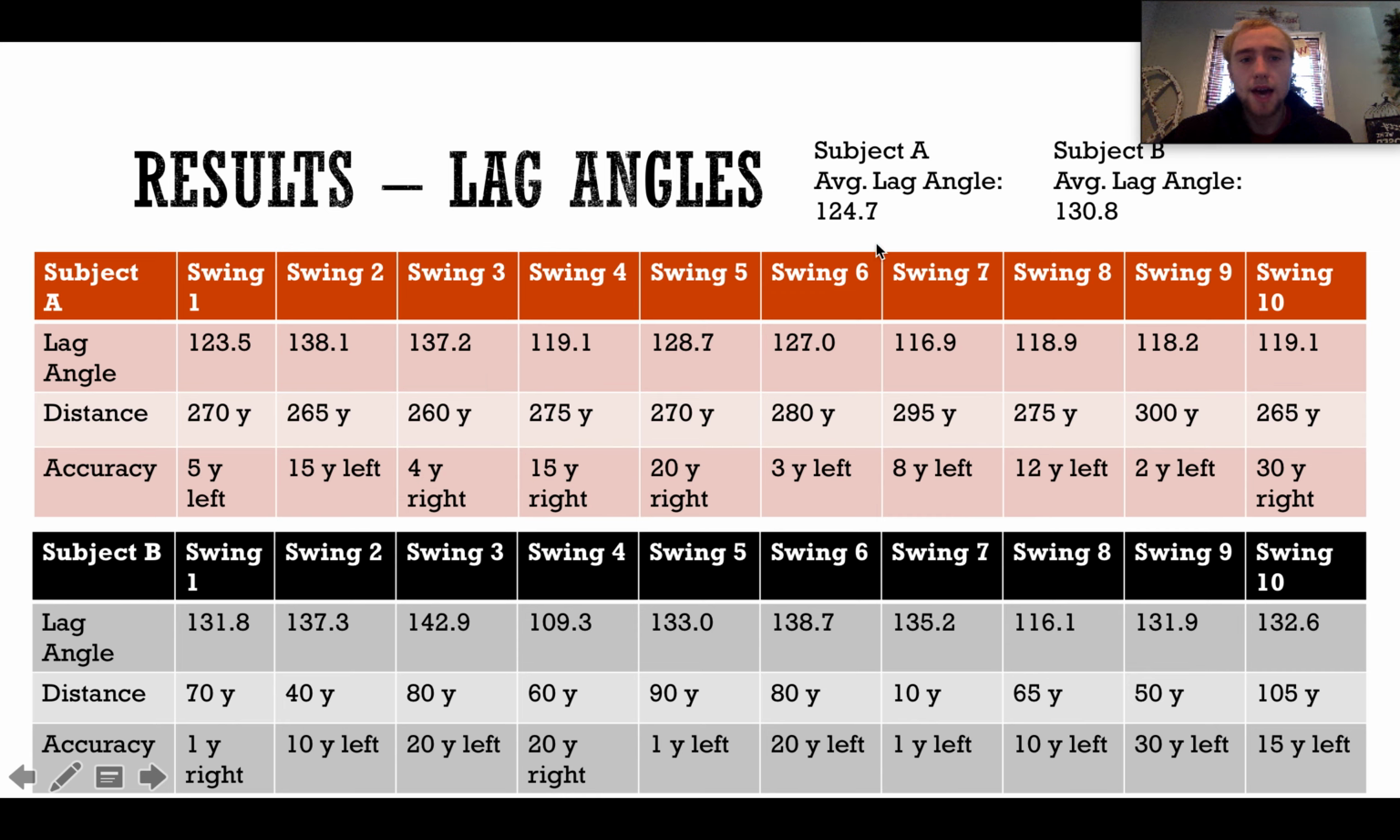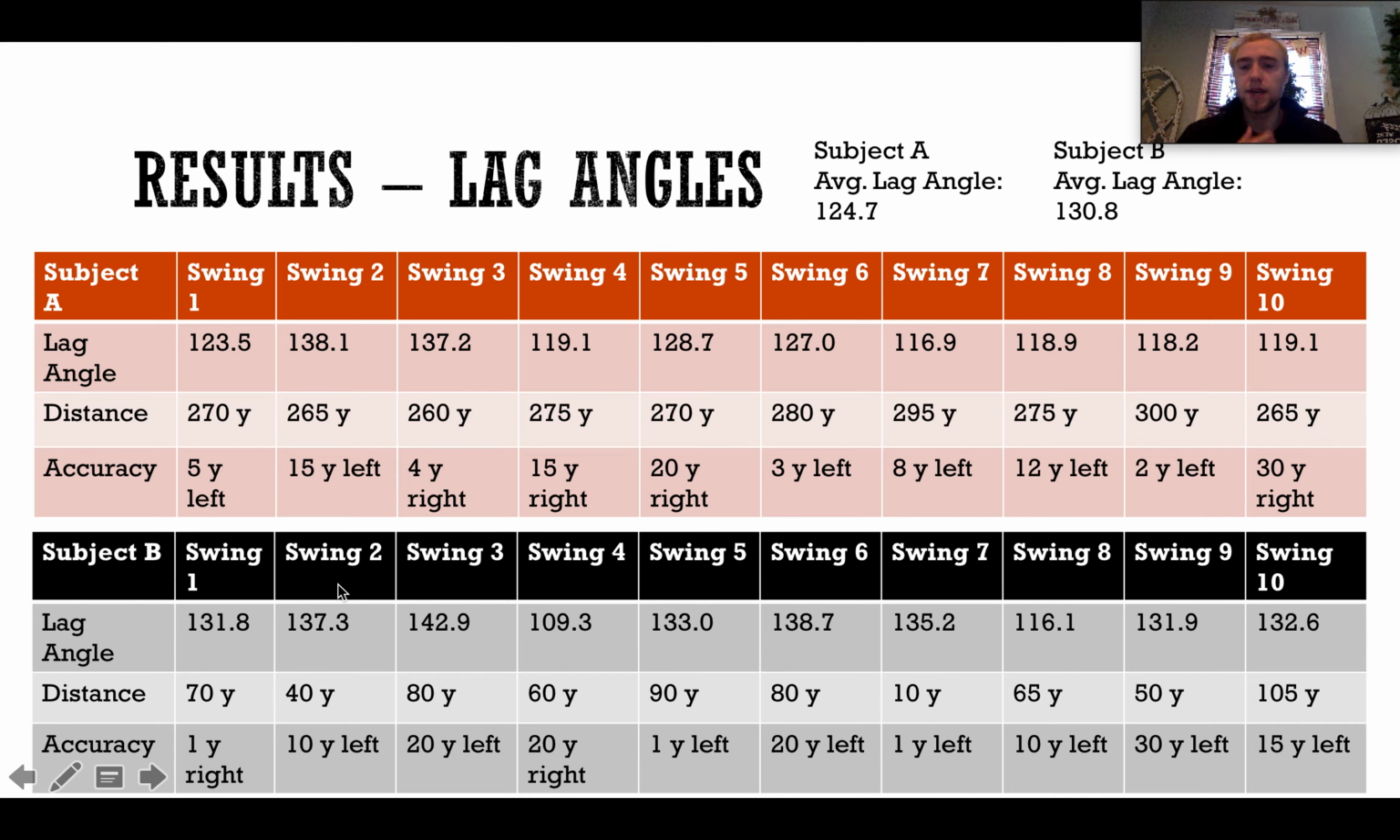So the average lag angle that subject A had after these 10 shots was 124.7 degrees of lag, which is a fairly decent amount of lag. I mean, there's some room for improvement there, but fairly decent, like I said before.